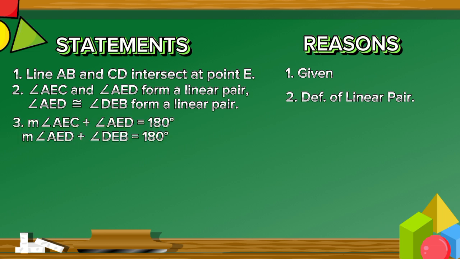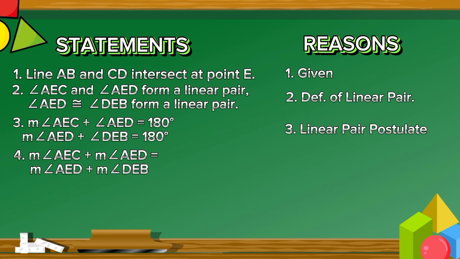So we can write: the measure of angle AEC plus the measure of angle AED is equal to 180 degrees, and the measure of angle AED plus the measure of angle DEB is equal to 180 degrees. This is based on the linear pair postulate. Now, since both equations equal 180 degrees, we can set them equal to each other. So the measure of angle AEC plus the measure of angle AED is equal to the measure of angle AED plus the measure of angle DEB. This is the substitution property of equality.